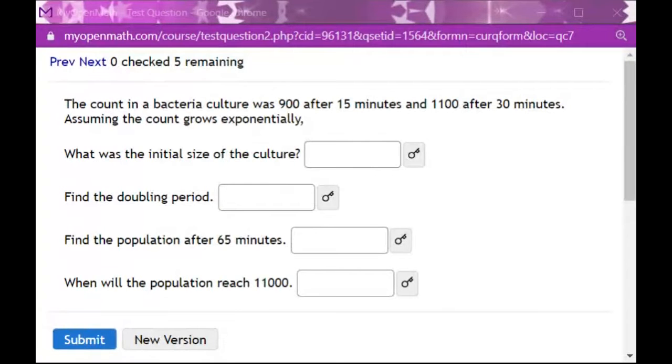In this video, we will be looking at question number 8 from the 4.6 homework. A count in a bacteria culture was 900 after 15 minutes and 1100 after 30 minutes. Assuming the count grows exponentially, what was the initial size of the culture? Find the doubling period, find the population after 65 minutes, and then we want to find when will the population reach 11,000.